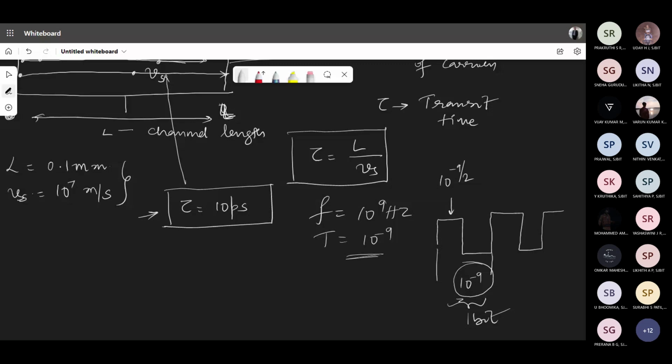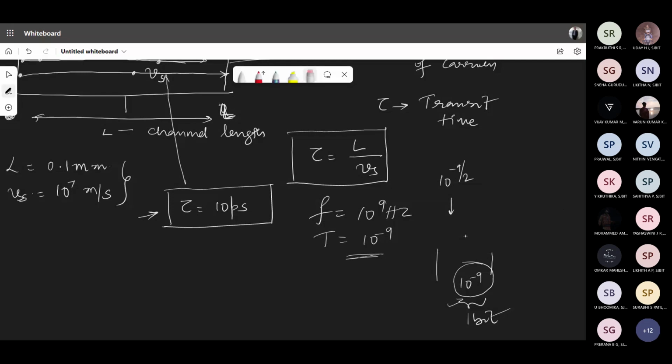And what is the transit time? 10 raised to minus 11. So are they matching? The frequency at which you are applying the signal and the time at which the transit happens as far as these electrons are concerned from one terminal to the other terminal. Are they matching or is it going to slow down? What is your point? I hope you are able to understand the scenario here.